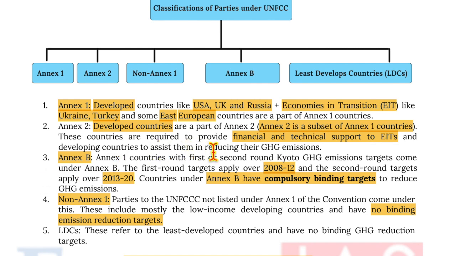These countries are required to provide financial and technical support to economies in transition and developing countries to assist them in reducing their greenhouse gas emissions. Now, Annex B countries are Annex 1 countries with first or second round Kyoto greenhouse emission targets. The first round targets apply over 2008 to 12 and the second round targets apply over 2013 to 20. Countries under Annex B have compulsory binding targets to reduce greenhouse gas emissions.